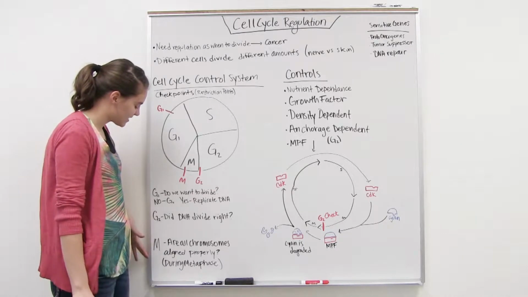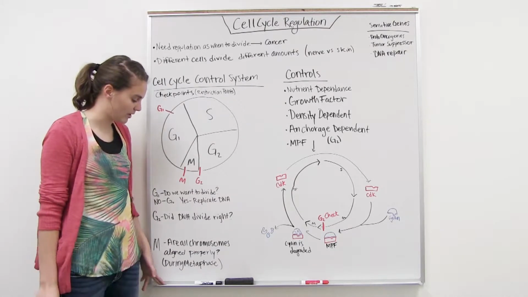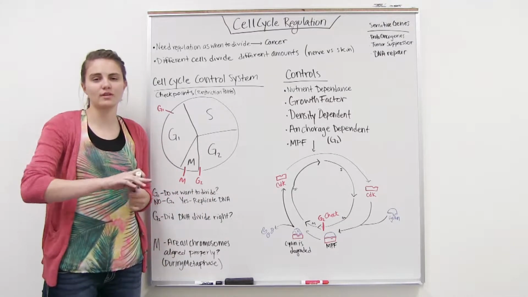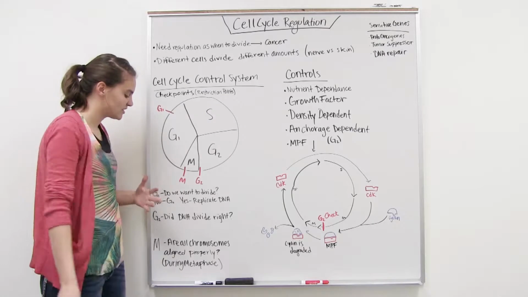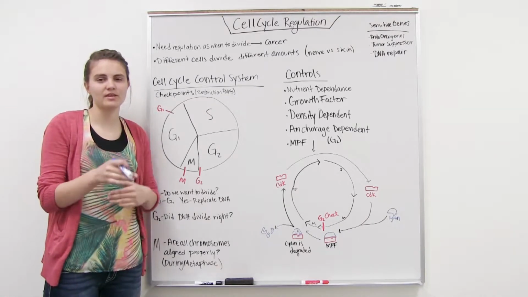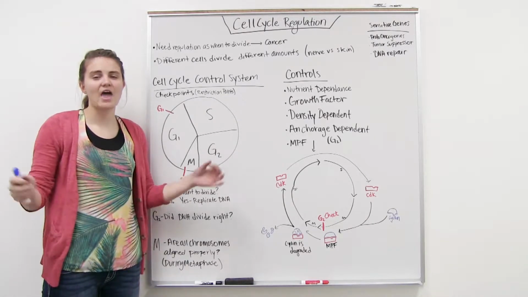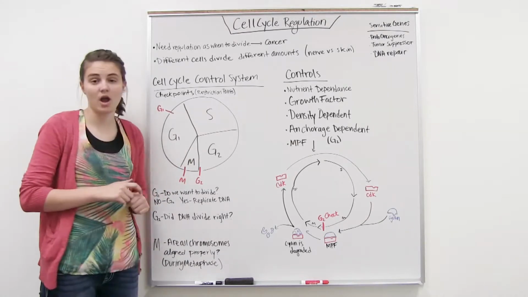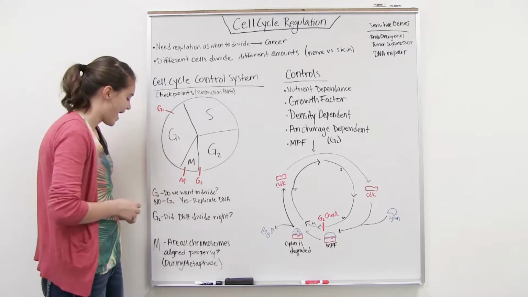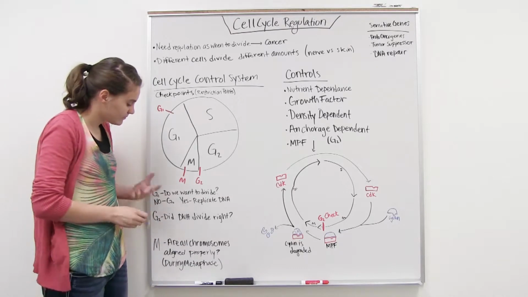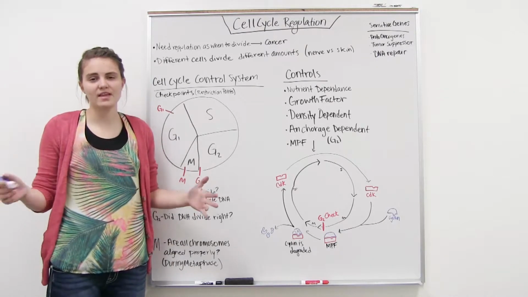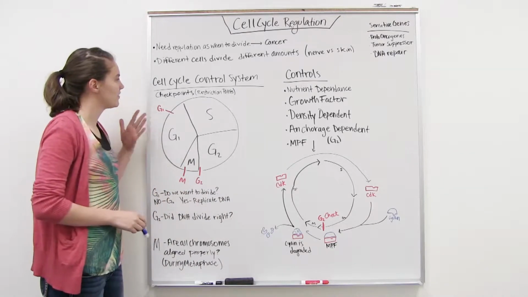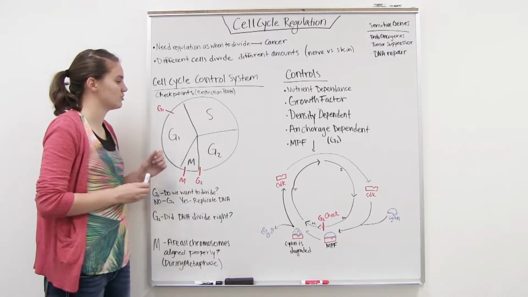And then the last checkpoint is the M checkpoint, and it occurs during metaphase, after all of the chromosomes are lined up along the metaphase plate. And it just asks, are all the chromosomes lined up properly? Is everything in its proper place? And are all the kinetochores attached to the chromosomes? Because if they're not, we're going to have some problems. And so if it passes that, then we'll go into anaphase, and we'll divide the nucleus, and then we'll divide the cytoskeleton. So those are the cell cycle control systems.